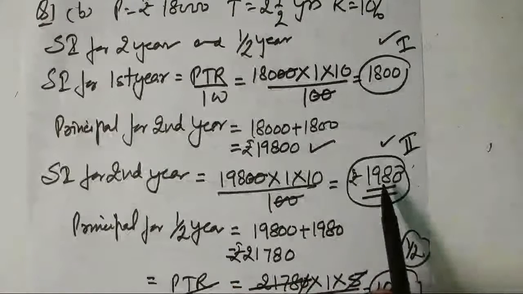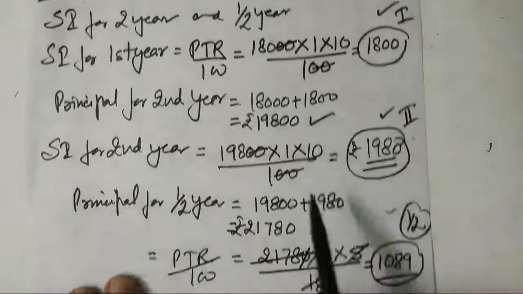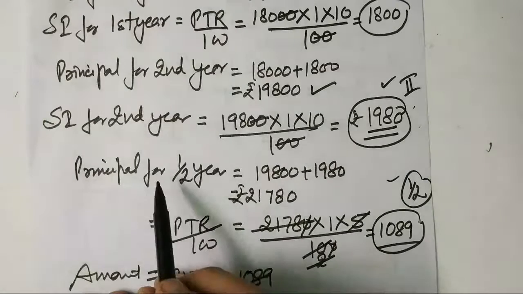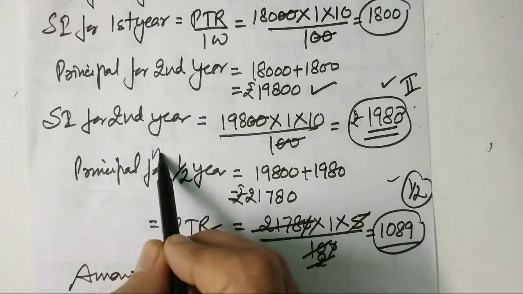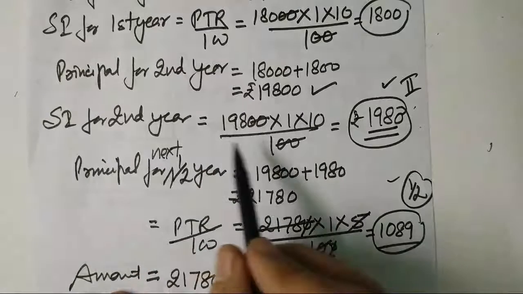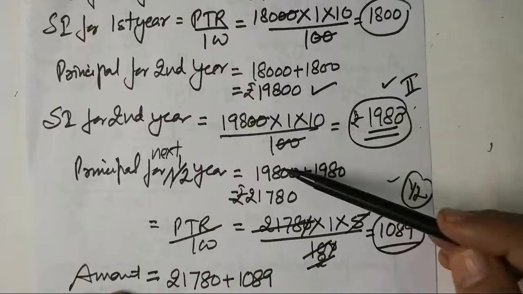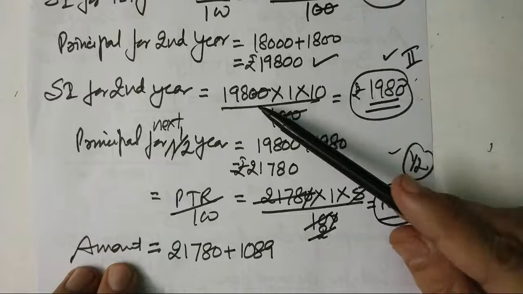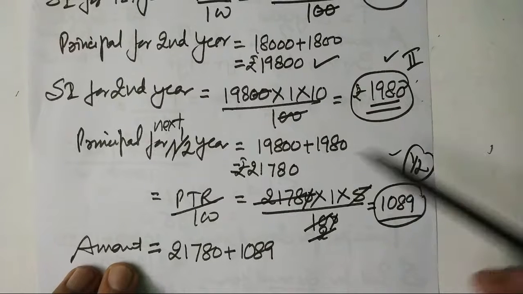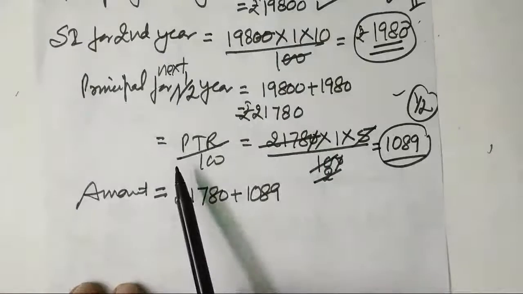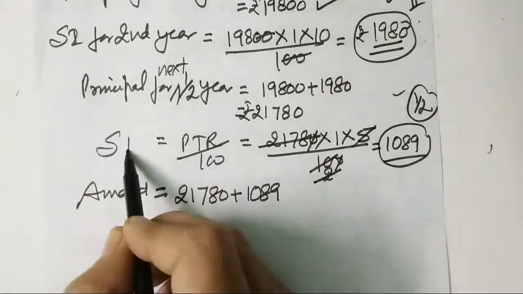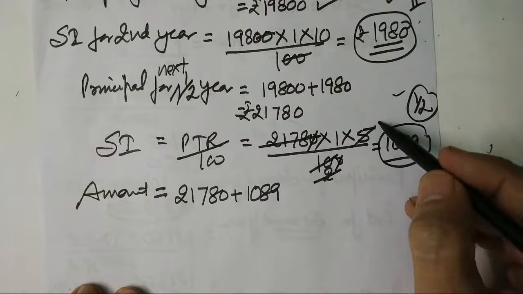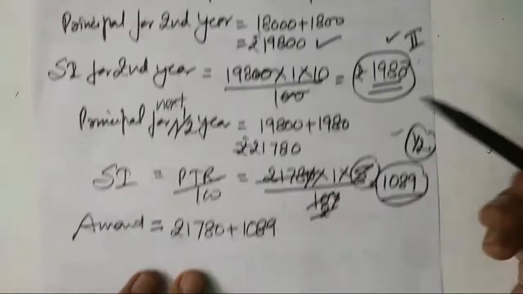Now we will add this principal and this interest. When the two are added, it will give you the principal after 2 years. Principal for the next, I can say it is the next half year because 2 years have already passed and for half year the interest will also not be the same. Therefore, the new principal will again be added, 19800 plus 1980, and it will become 21780. Now we will calculate simple interest. So the simple interest for the next part is on 21780 and you will take this 5% rate, not the 10%.